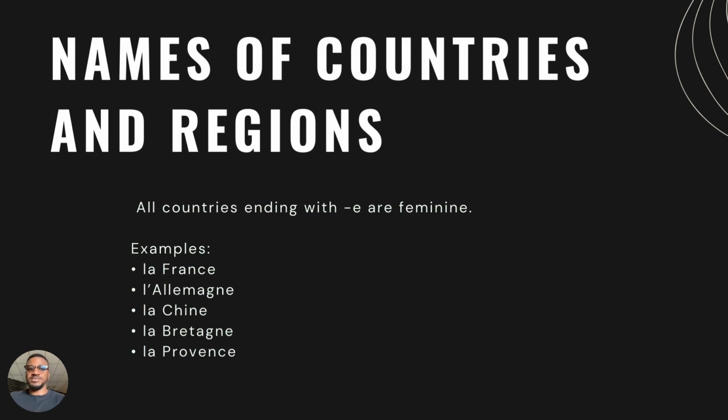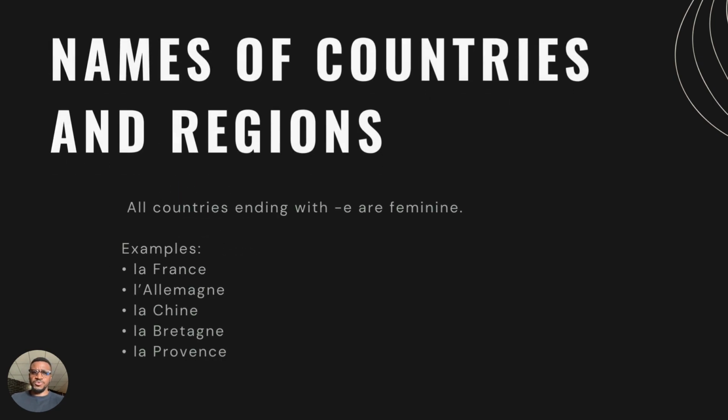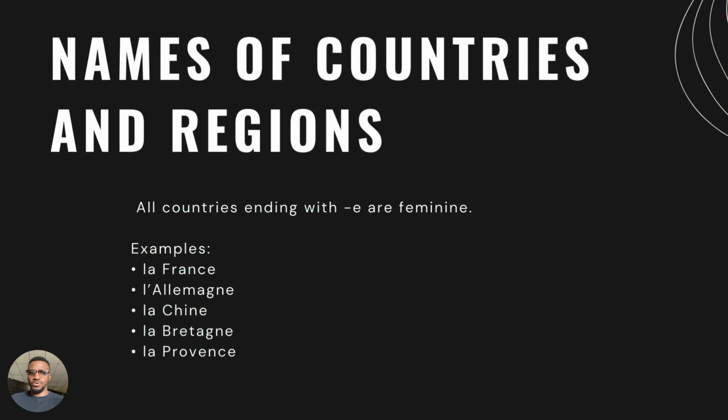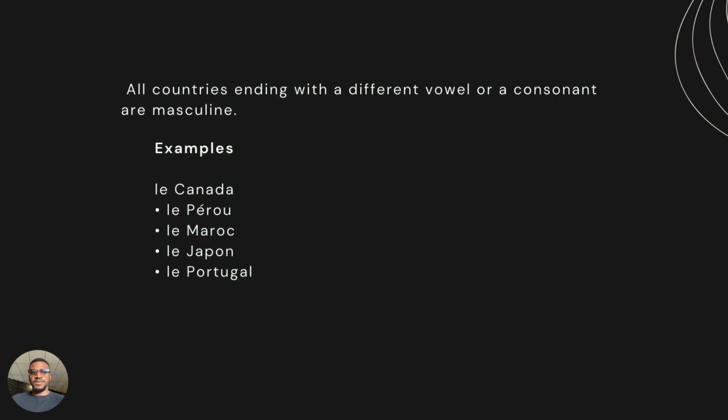When we come to countries and regions, we have all countries, so not all, but most, ending with an E, they are feminine. So you have la France, l'Allemagne, la Chine, la Bretagne, la Provence. And the reason why I say most, before we go to the exceptions, is that most ending with an E are feminine. And then the ones that don't end with that, that end with a different vowel or consonant, are therefore masculine. So you then have le Canada, le Pérou, le Maroc, le Japon, le Portugal.